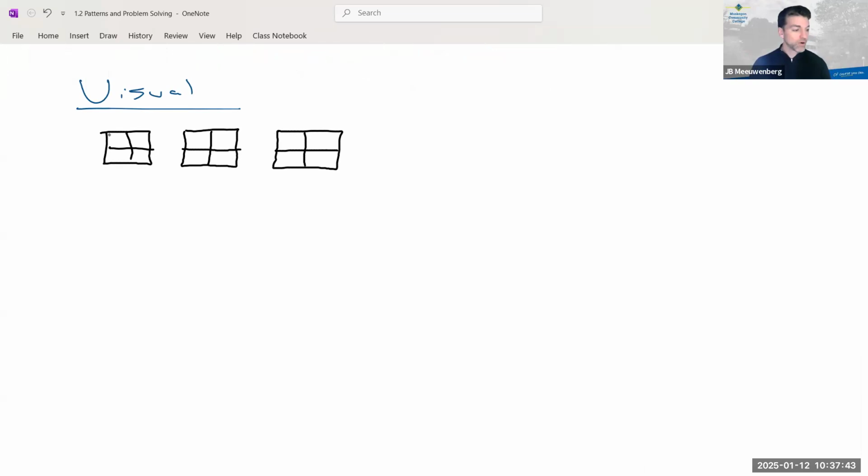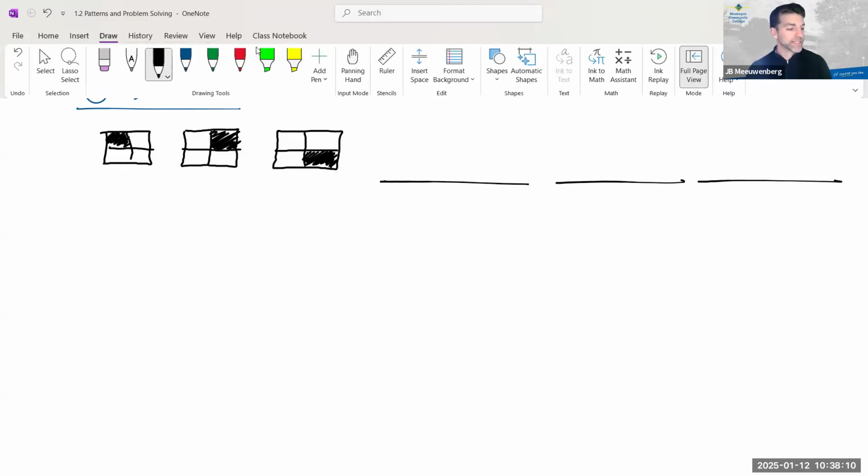Okay. And so I'm going to shade in a few things here. And again, pause the video and draw out the next 3 figures in the pattern. 1, 2, 3. So pause, make some observations, and then draw those. All right. So I will continue again.